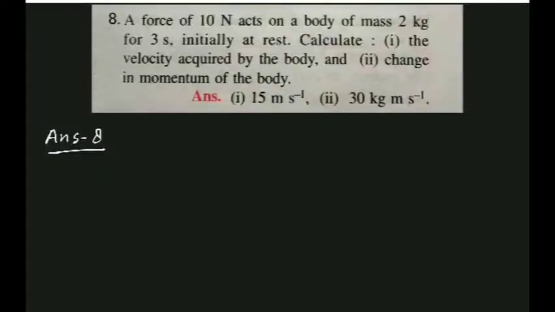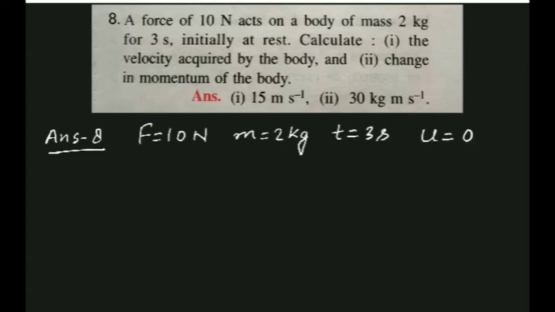Okay children, come to question number 8 now. A force of 10 Newton acts on a body of mass 2 kg. So F is 10 Newton, mass 2 kg, time 3 second, initially at rest. It means U equal to 0.